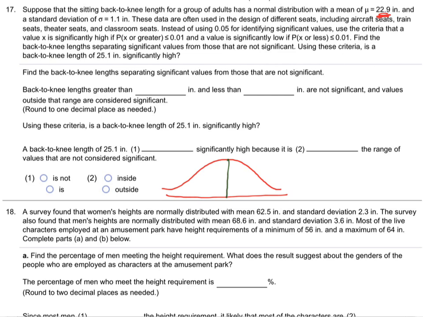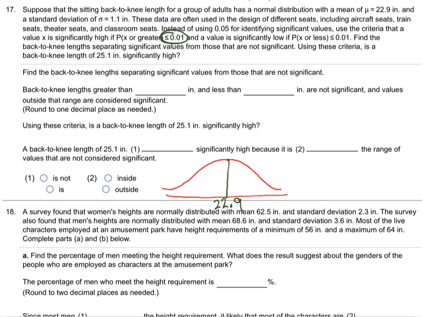So we'll put that right there. 1.1, and there's the standard. And now, what are they talking about? If you read all these words, they say instead of using 0.05 for significantly high, use 0.01. So, long story short, they're saying let's use... see what this says here?